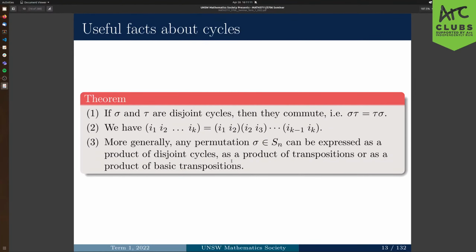So, useful facts about cycles are that if you're working with disjoint cycles, they obviously commute. You can decompose any k cycle into a product of transpositions in a pretty nice way. Basically just take pairs and turn them into transpositions. And you can write any permutation in, I guess, 3 different ways. You can either write it as a product of disjoint cycles, as a product of transpositions, or if you'd like those transpositions to be basic, you can also do that.